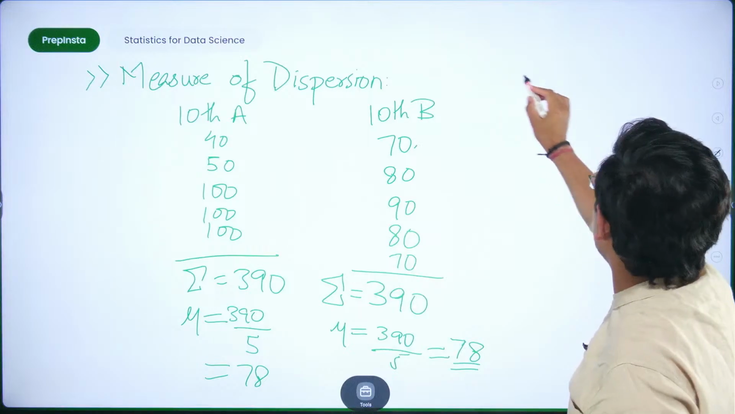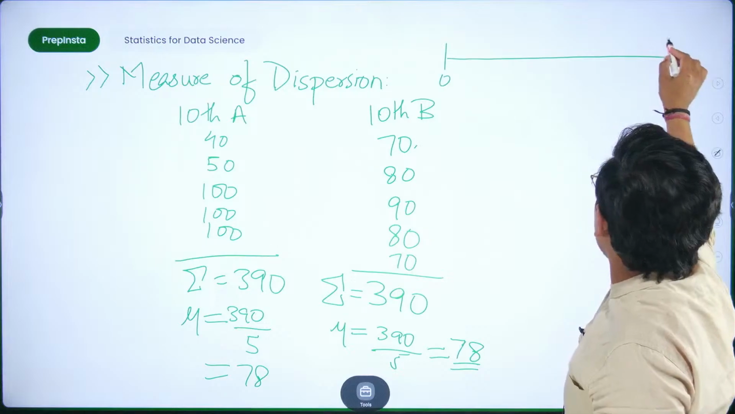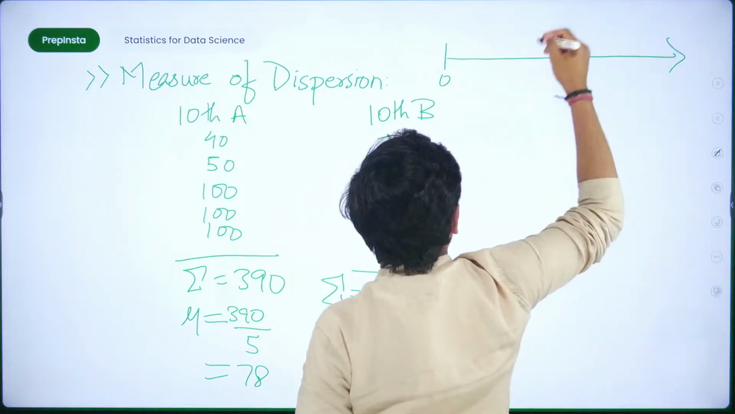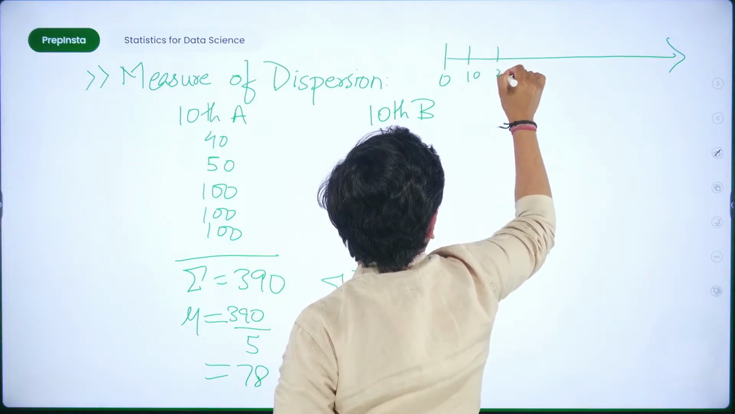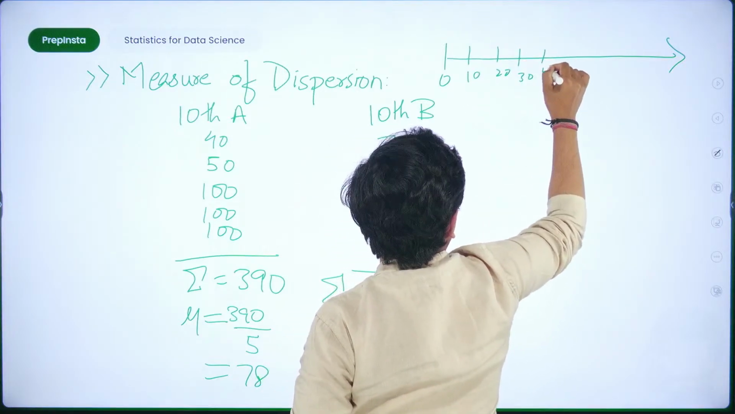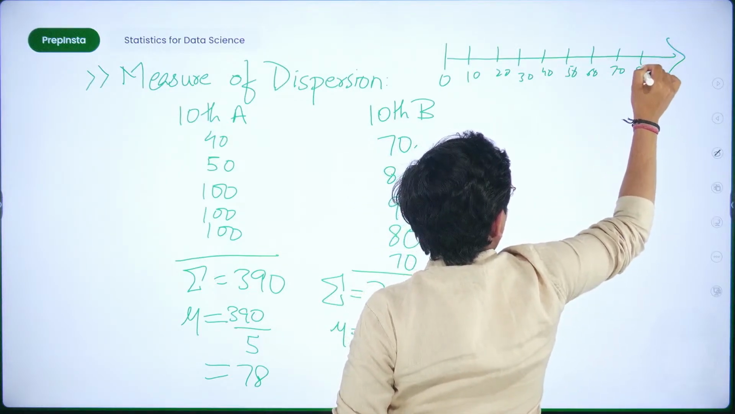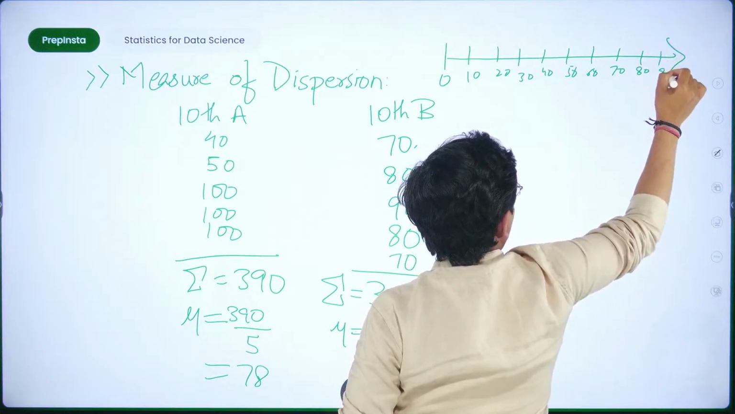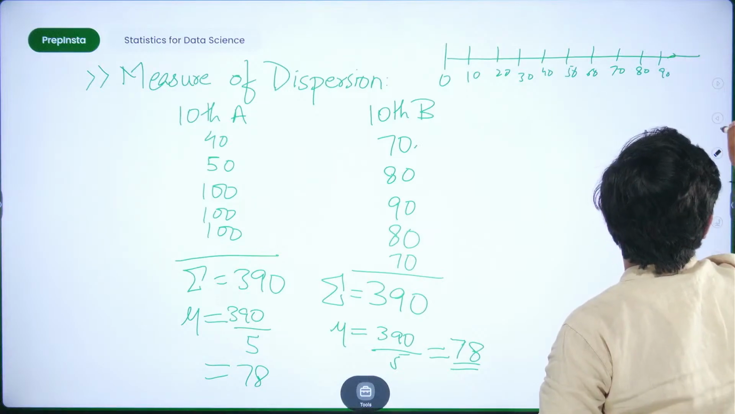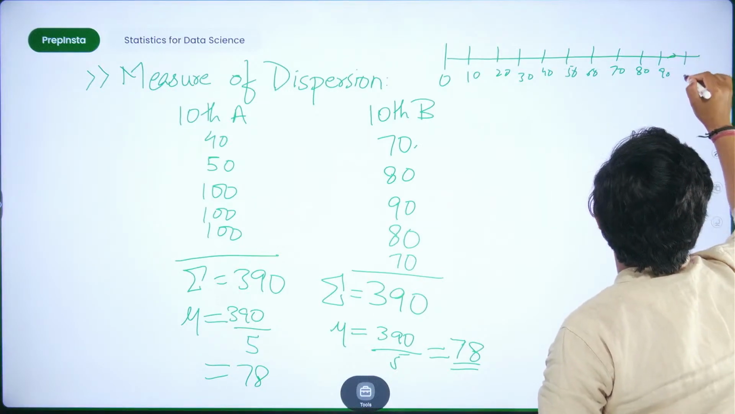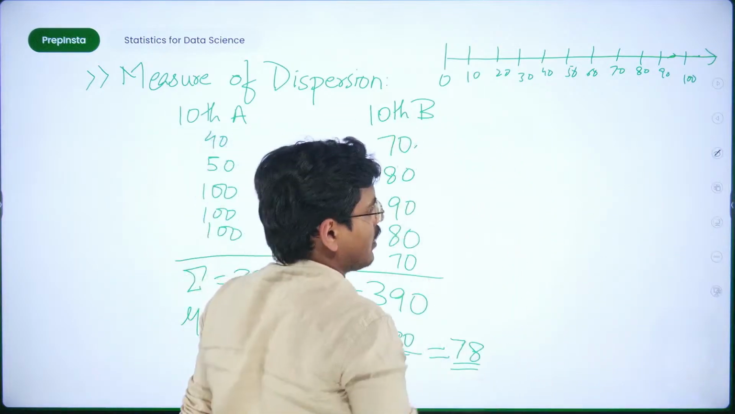If I plot it on a graph, say like this, fine, and here from 0 the values start and values go up to infinity, fine. And then if I say that you have 10, 20, 30, 40, 50, 60, 70, 80 and 90, and let's go ahead further, fine. So it would be 100 somewhere here, and now let's plot these particular values here, fine.